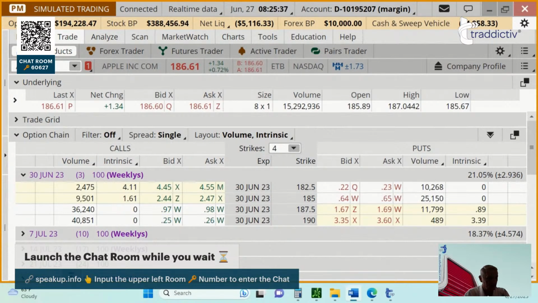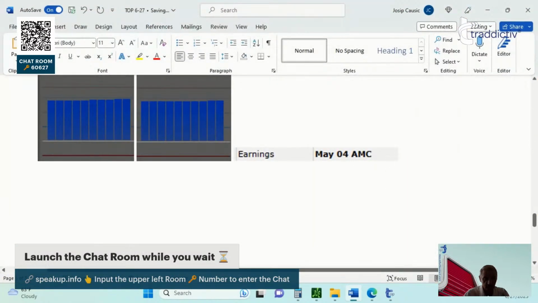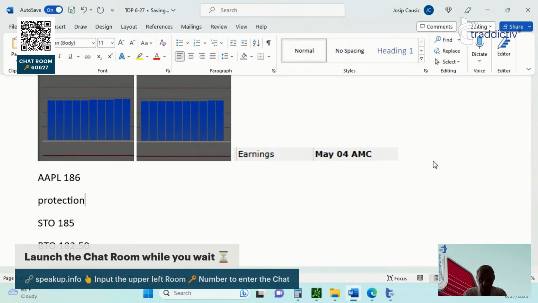By the way, I did check the earnings on this particular trade. The earnings were in May, they have already happened, so that's not even an issue. So Apple is currently trading at 186. If I go ahead and sell to open 185, and it doesn't matter if it's a call or a put because I'm doing the same thing, and then buy to open 182.50, I almost have a protection here of about a dollar and some change.